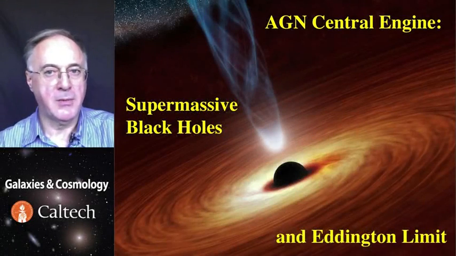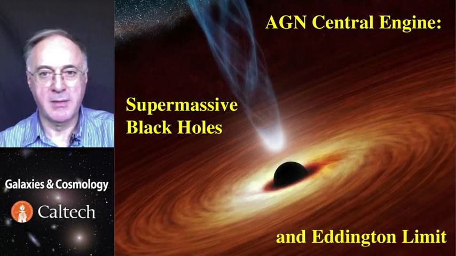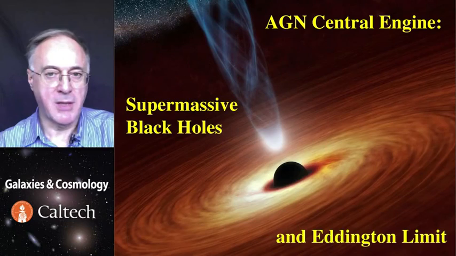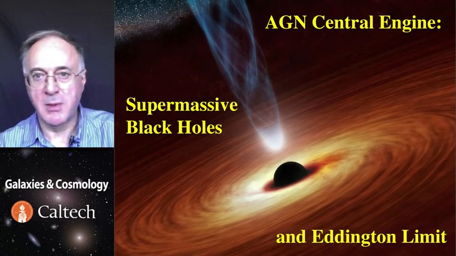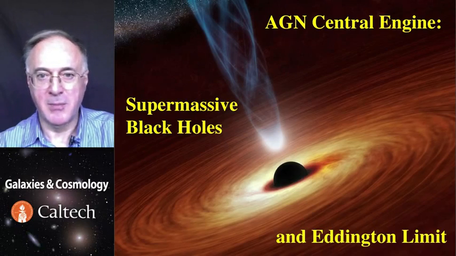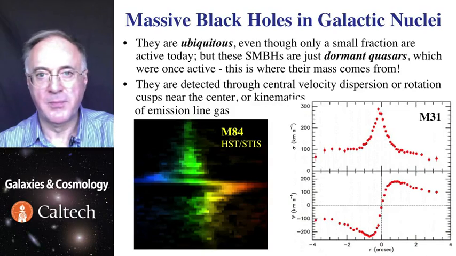So let's now find out how black holes generate these amazing luminosities. After all, black holes are black because nothing can escape them, not even radiation. The answer is the material around them can still be shining and be observed from far away.